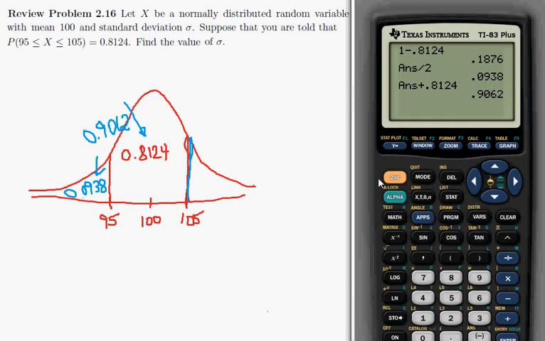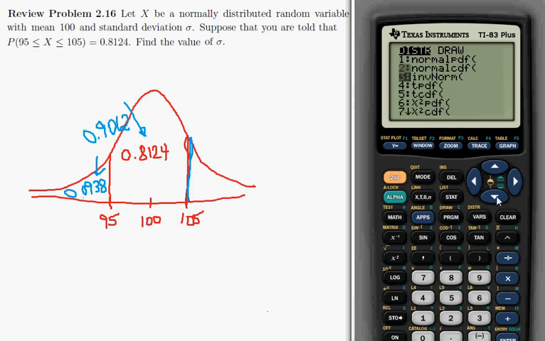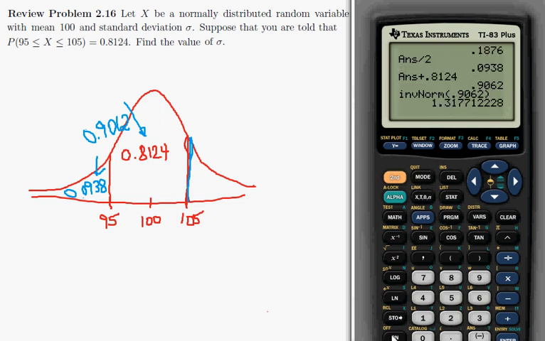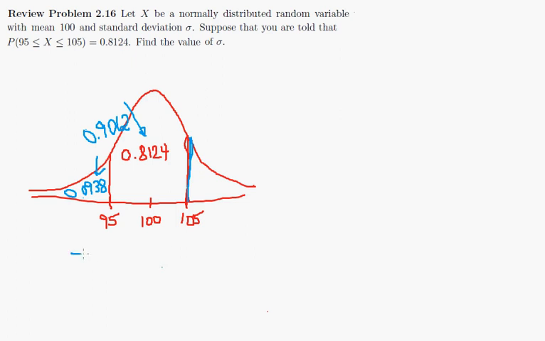So using the command invnorm of 0.9062, that tells me the z-coordinate in standard units of 105. So that's equal to 1.3177. So if I mark the z-axis down here, that's 0, and this number is 1.3177.